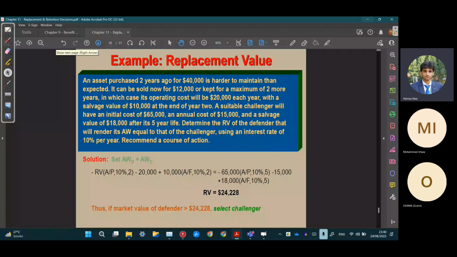This last question we can actually see is a continuation of the previous one. So all the things are the same, and they are just saying that we have to find the RV of the defender that will render its equal annual worth equivalent to the challenger. So actually, we are going to find the current market value of the defender that would equate it to the challenger.